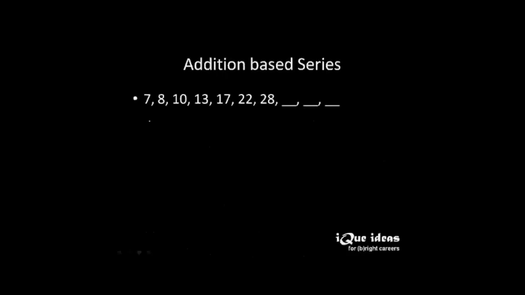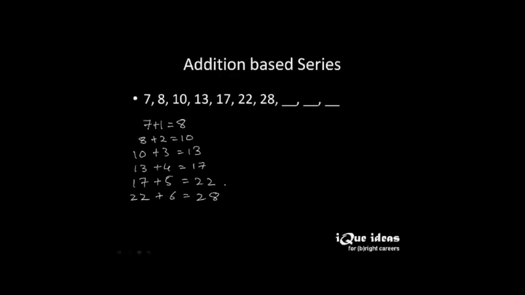In this example, you can quickly identify that 7 plus 1 gives you 8, 8 plus 2 gives you 10, 10 plus 3 gives you 13, 13 plus 4 gives you 17, 17 plus 5 gives you 22, and 22 plus 6 gives you 28. We are adding the numbers 1, 2, 3, 4, 5, 6 in sequence.